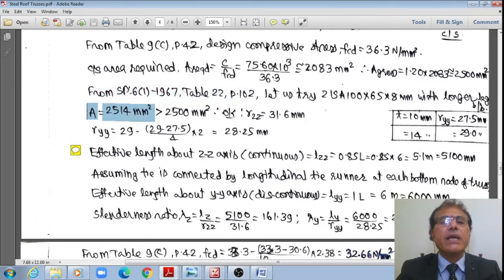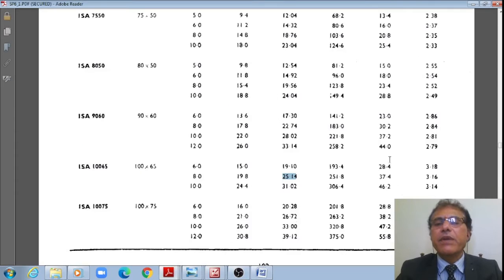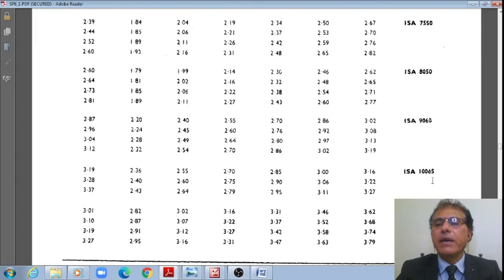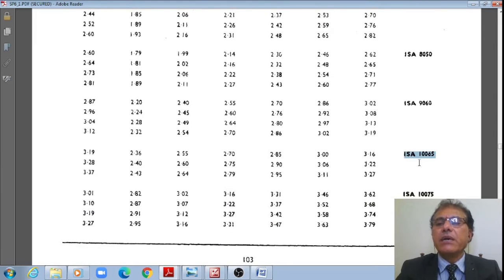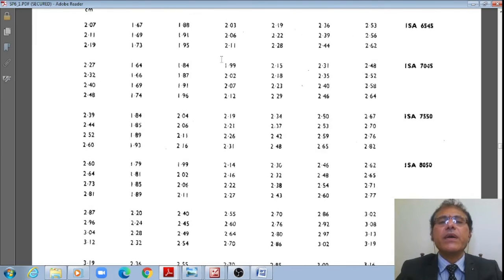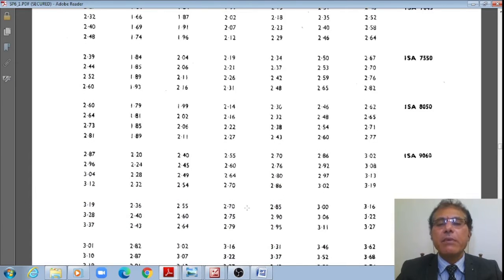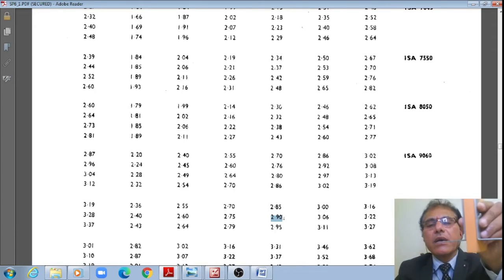Therefore, this area 2514 mm square is just greater than 2500 mm square. It may be okay. To start with, I'm saying okay. Therefore, I'm noting down the radius of gyration about the major axis, which is 31.6, whereas about the minor axis I need to interpolate. For ISA 100 by 65, for 10 mm I have 27.5, and for 14 mm back-to-back distance between these two angles, 29.